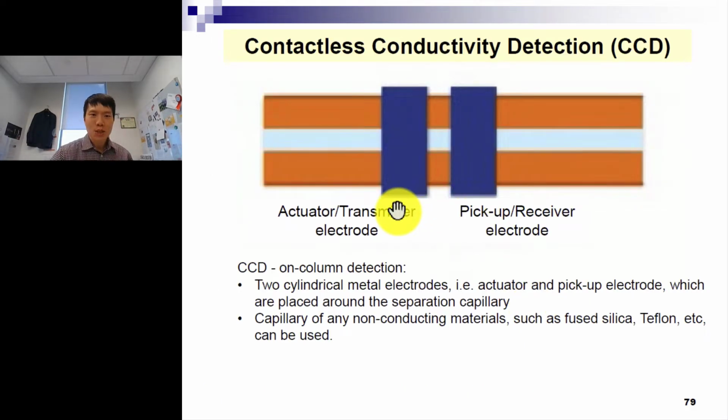Regarding CCD, as you know, we have contactless conductivity detection, a two-column detection mode. What happens is you have an actuator electrode and a pickup electrode placed around the separation capillary. For this capillary we use the very traditional ones like fused silica or even Teflon, but they must be non-conducting, because here we're looking at the conductivity. That means there's a change in the potential. Imagine if your capillary were conducting, it would just affect the result.